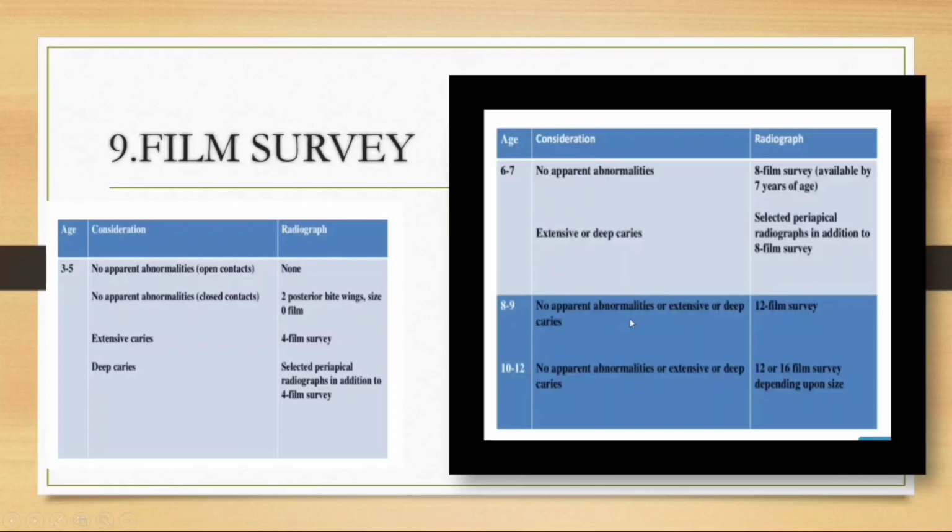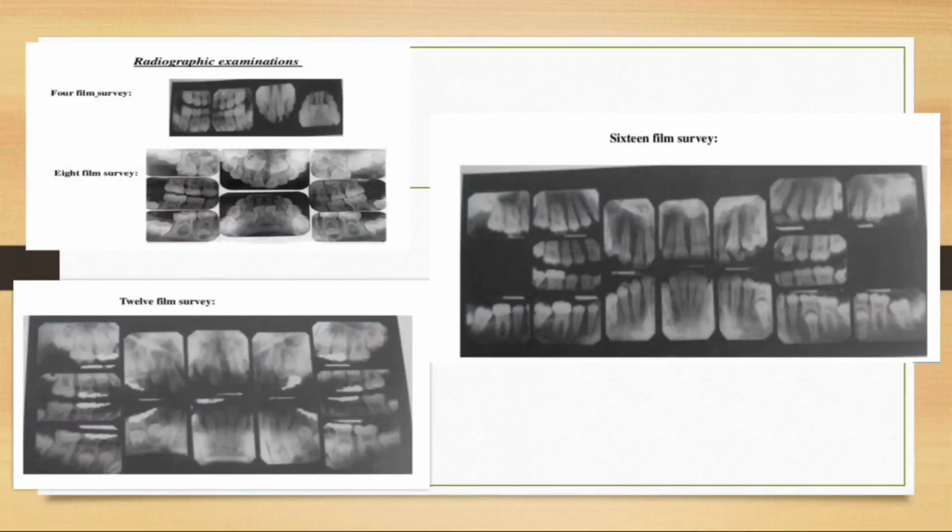In 8 to 9 years, we need to go for a 12 film survey, and at 10 to 12 years we need to think of a 16 film survey or 12 film survey, depending upon the size. So this is how it is: 4 film survey, 8 film survey, 12 film survey, and 16 film survey.